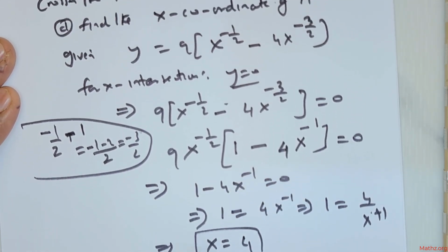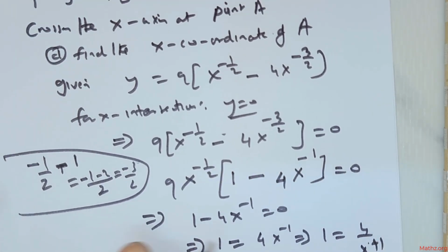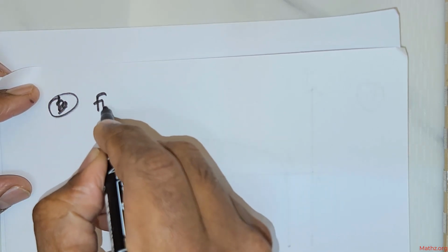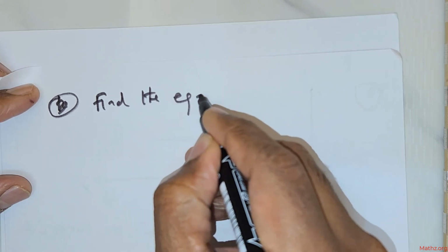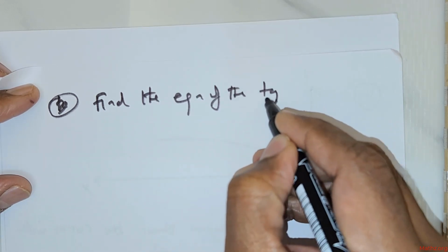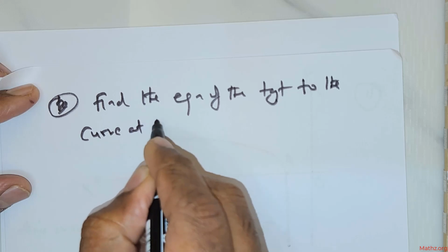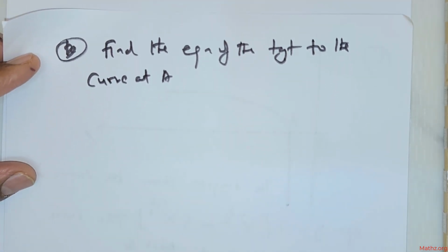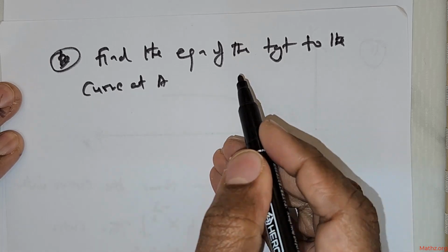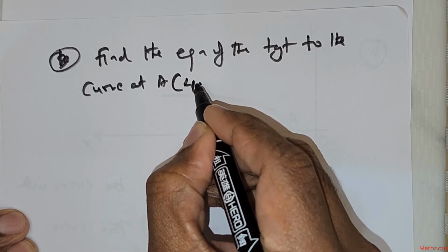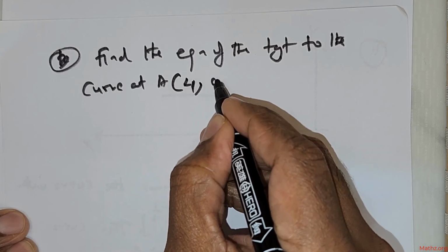Now we need to move to the next part. So I have to write the second part of the question. This is part 2, or part B. Find the equation of the tangent to the curve at A. Right, so we need to get that value. Now for this, the equation of the tangent to the curve at A, we are actually talking about the coordinate A of 4, 0.